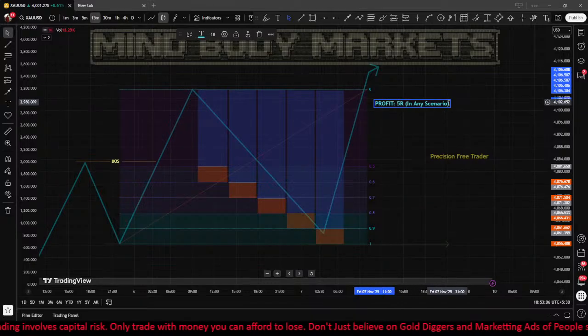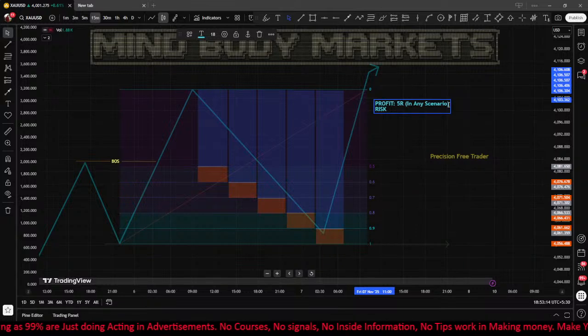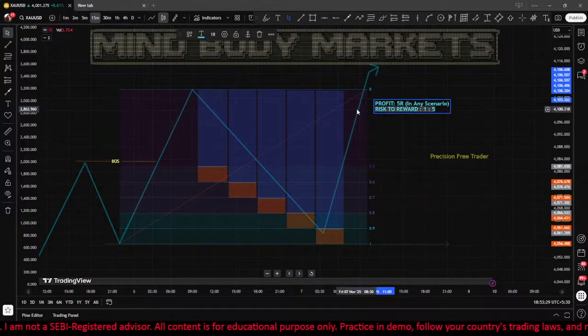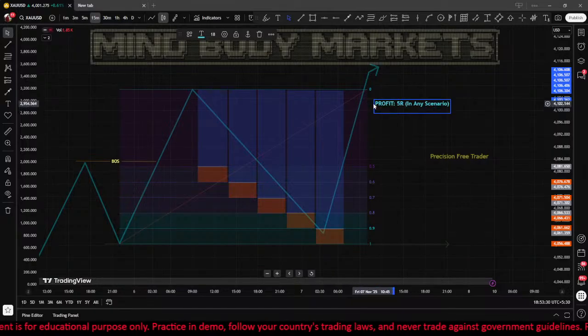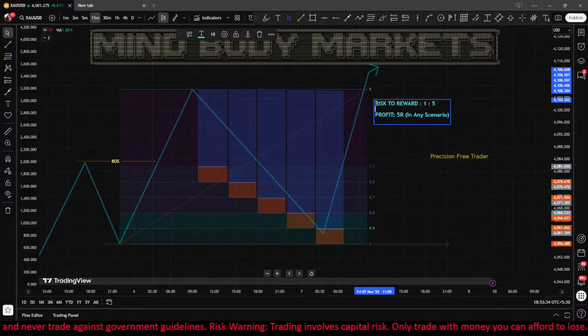So this particular thing is actually a risk to reward 1:5. This particular strategy is actually I'm showing as a risk of 1:5, risk to reward ratio.